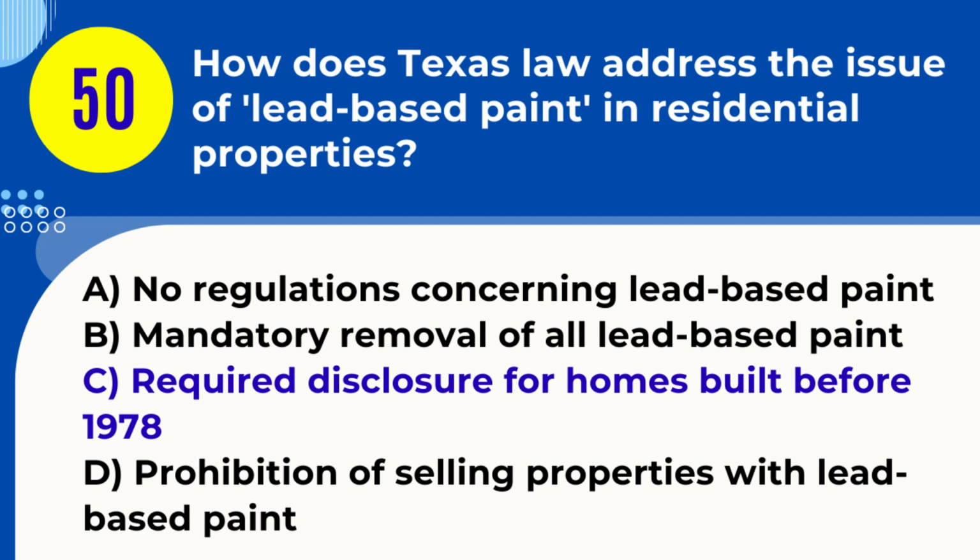Answer. C. Require disclosure for homes built before 1978. Explanation. In Texas, as per federal law, sellers and landlords of homes built before 1978 are required to disclose the presence of lead-based paint, providing buyers and tenants with known information and a pamphlet about lead hazards.